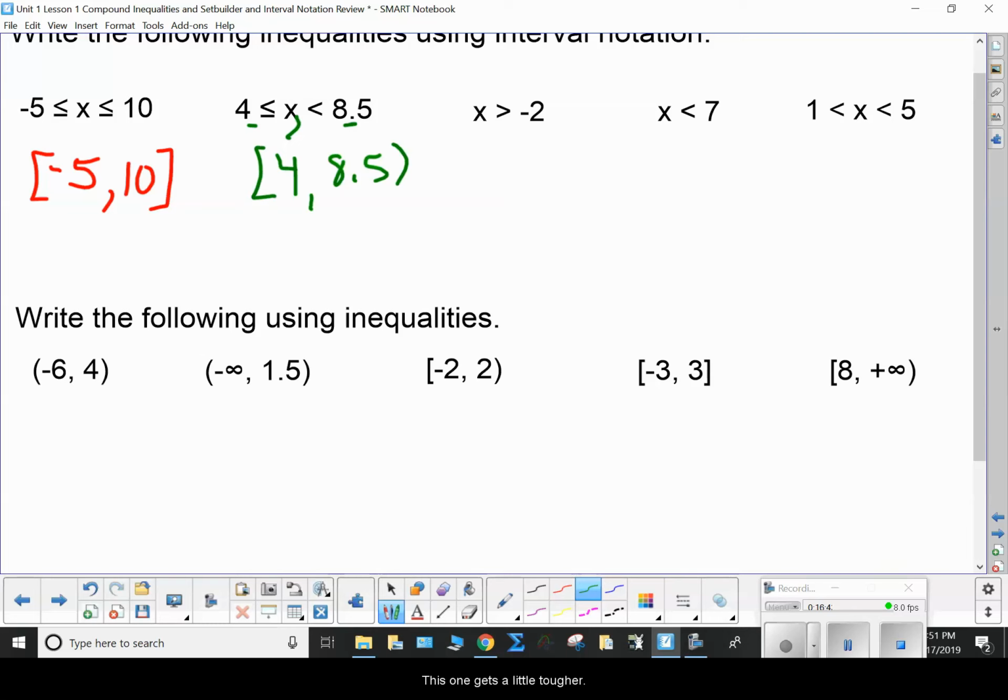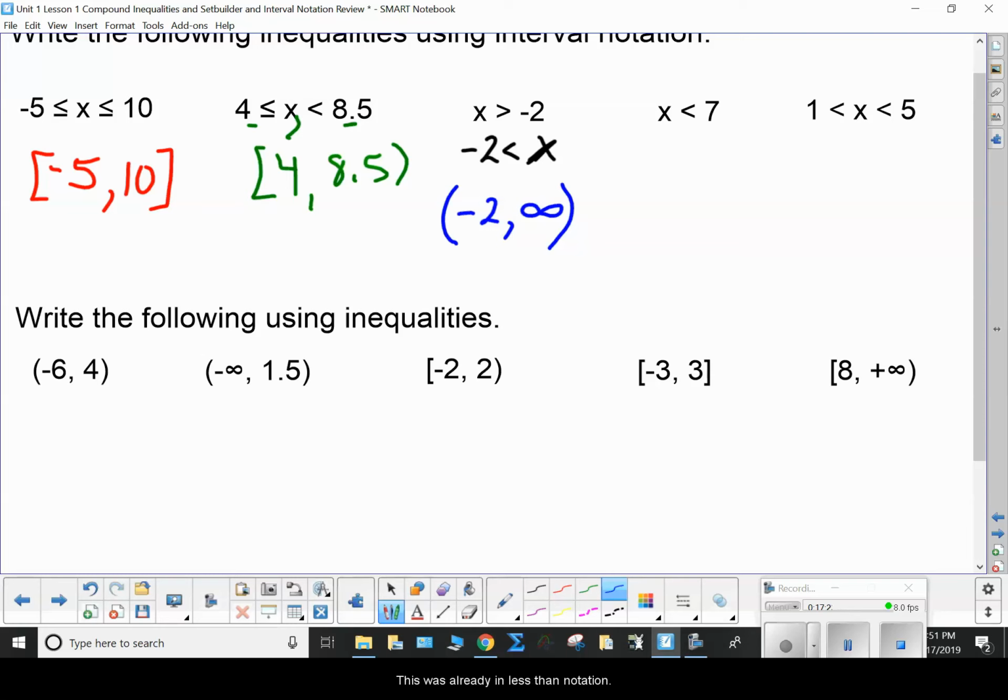Ooh, this one gets a little tougher. I would suggest anytime you're rewriting something from set builder notation or an inequality into interval notation, first turn it around so that it's in less than. This is -2 less than x. Now I can say I have -2, comma. I don't have anything after the x, so that means I'll have an infinity. Because it's not equal to, it's a parenthesis and a parenthesis.